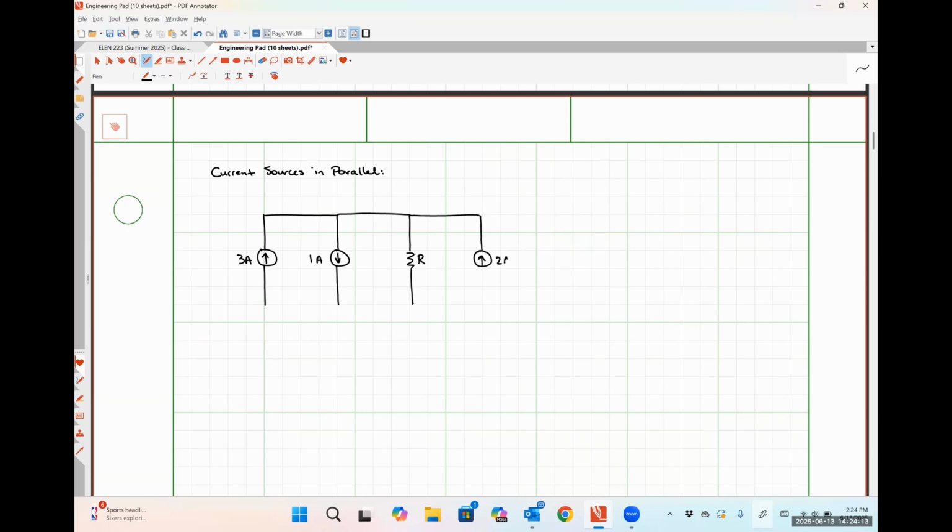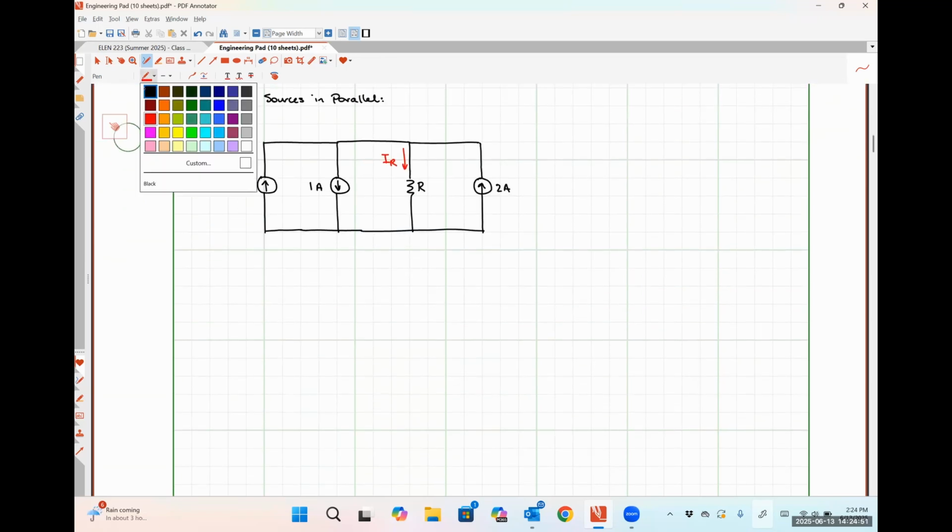Let's make this guy 2 amps up, like so. And I'm going to arbitrarily say that the current flowing through my resistor is going to have a direction of down, okay? So what we're going to do here is apply Kirchhoff's current law in order to figure out what the total, or equivalent, amount of current the resistor is going to see.